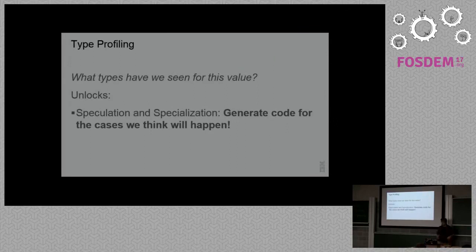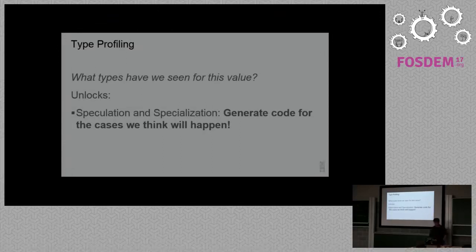Another thing that would be nice to get is some type information. If you have a Ruby method that only ever gets called with fixnum arguments, we can generate better code if we know that that's what's happening. We would like to be able to speculate on types, but we can't speculate blindly. We need to have some reasonable expectation we're going to succeed here. And the way to do that is type profiling.